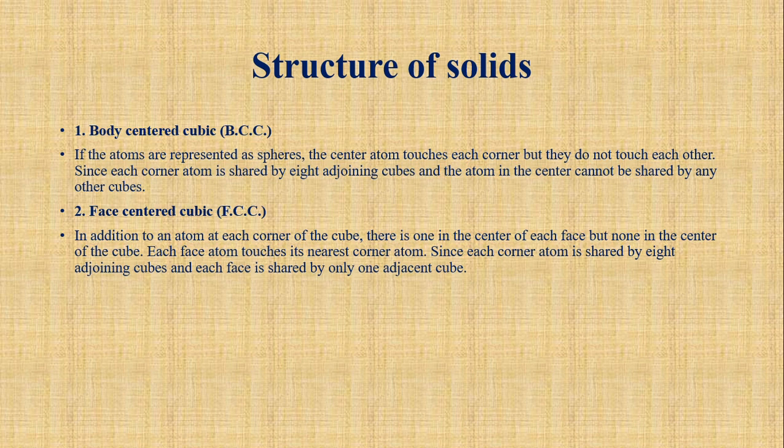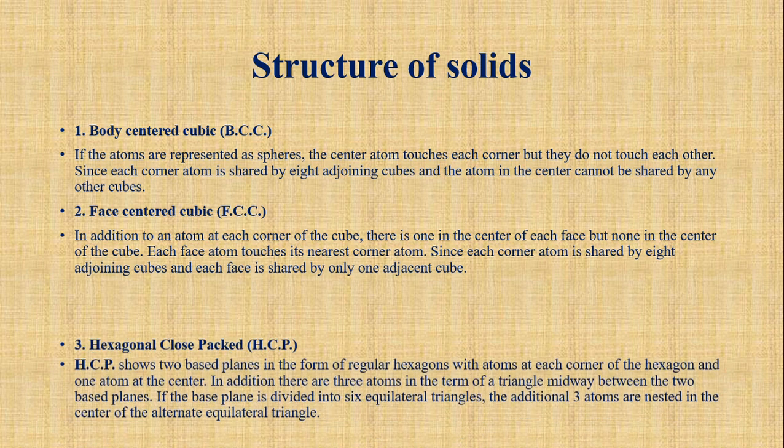Face centered cubic structure. In addition to an atom at each corner of the cube, there is one in the center of each face, but none in the center of the cube. Each face atom touches its nearest corner atom. Each corner atom is shared by 8 adjoining cubes, and each face atom is shared by only one adjacent cube.